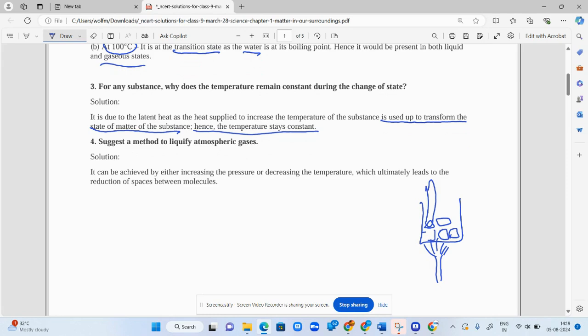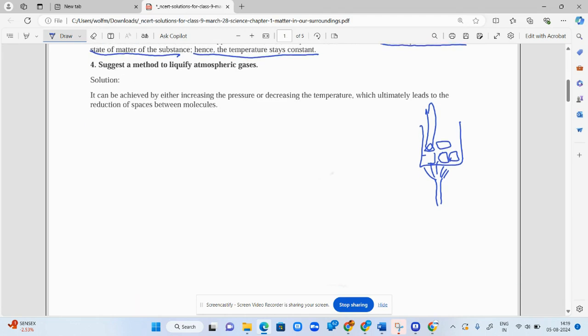So why? Because the heat I am giving is used to convert the ice into water. So it is used up there. So it is hidden. That's why it is known as latent heat. So it is due to latent heat, as the heat supplied to increase the temperature of the substance is used up to transform the state of matter. Hence the temperature stays constant. It is used somewhere else.